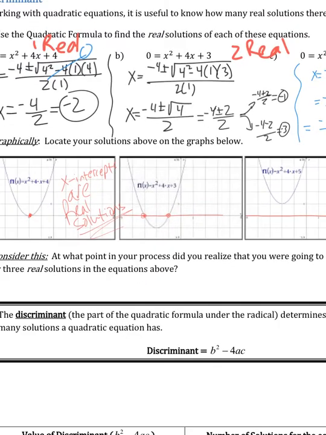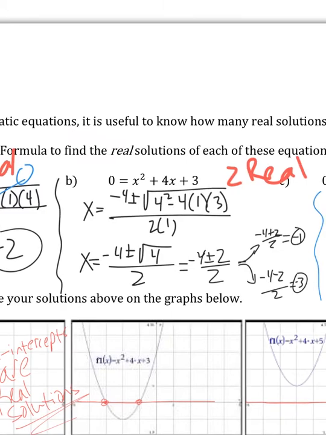Okay? So, all right. So, consider this. At what point in the process did you realize there was going to be one solution or no solution? We didn't have to do the whole thing. What tells us there's going to be no solution? As soon as you get the i. Where does the i come from? The square root of a negative. So we didn't have to worry about all this. Right here we say, oh, there's no real solution.